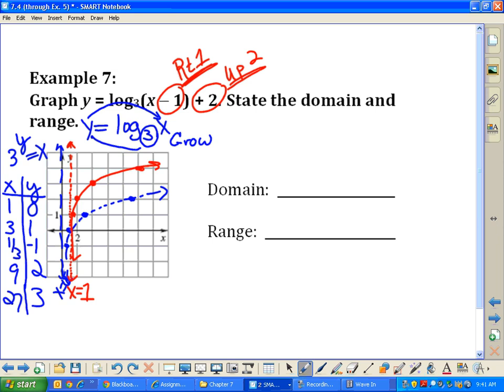You'll notice that the domain has changed. You can't take the log of a negative number. We talked about that when we first did our definition of a logarithm. Can't take the log of a negative number, which means that our x values can't get to 1 really. So our domain goes from 1 to positive infinity. And then the range is defined everywhere.